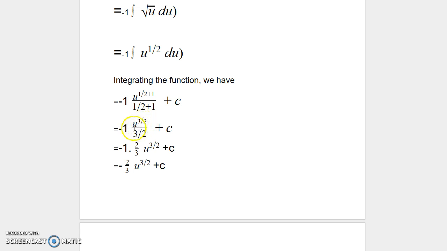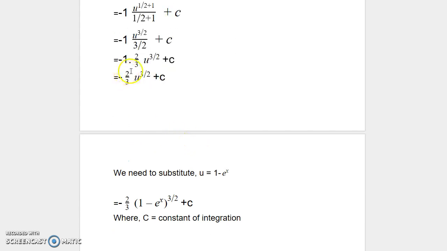So we can simplify it some more as minus 1 times u to the power of, half plus 1 is 3 over 2, divided by half plus 1 in the denominator, which is 3 over 2, plus c. So 1 divided by 3 over 2, when we bring it to the side of the expression, converts to 2 over 3 times u to the power of 3 over 2 plus c. So minus 1 times 2 over 3 is minus 2 over 3 times u to the power of 3 over 2 plus c.